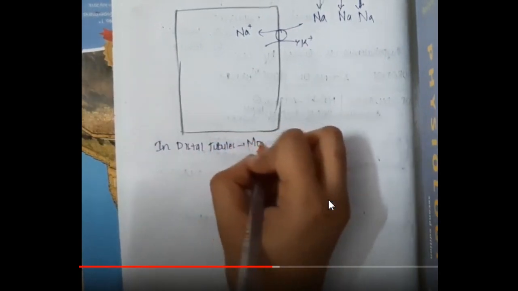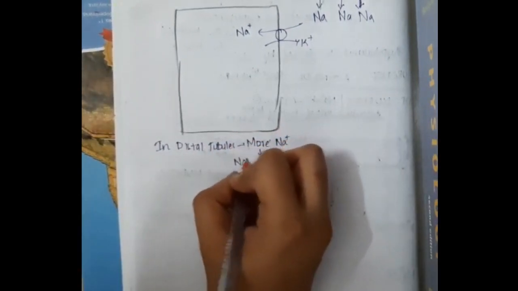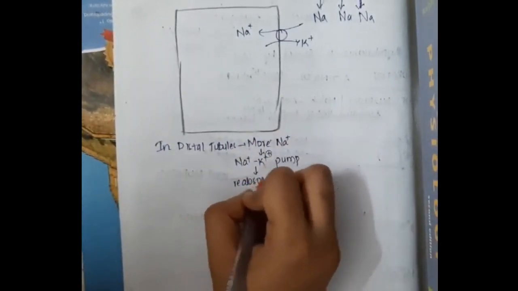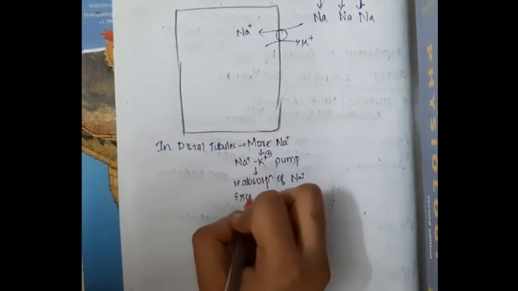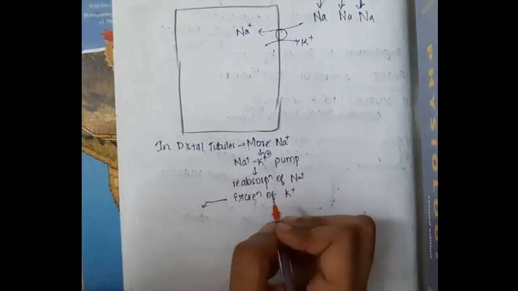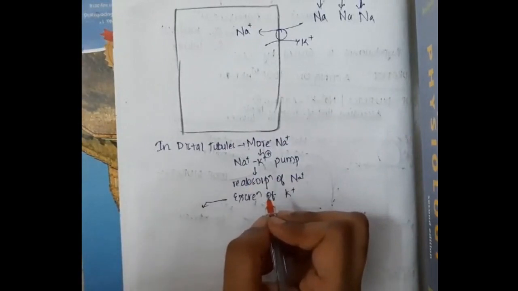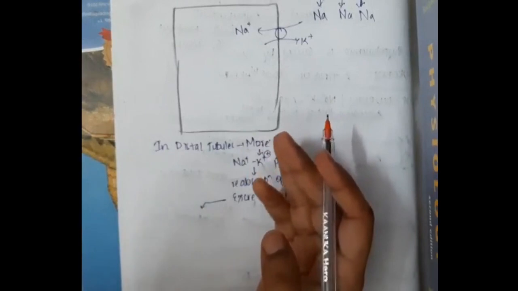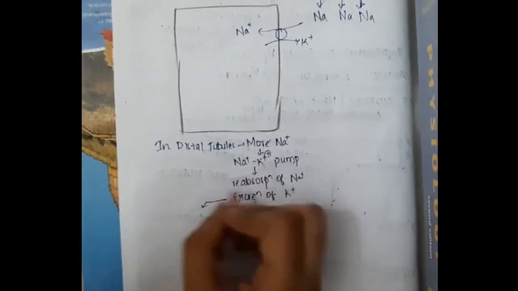So in distal convoluted tubule more sodium is present, so there is more activation of sodium potassium pump. So this causes reabsorption of sodium and excretion of potassium. So both these will result in hypokalemia. Both reabsorption of sodium and excretion of potassium occur, and this will cause hypokalemia.